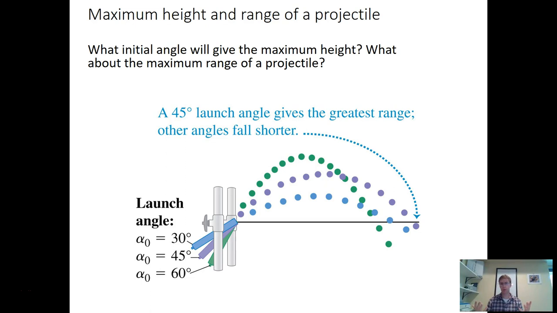So that wraps up chapter 3 and all of our kinematics description of motion. Stay tuned, because soon we're going to move on to talking about how things gain acceleration, which is via a force. So we're going to talk about Newton's laws and forces next.